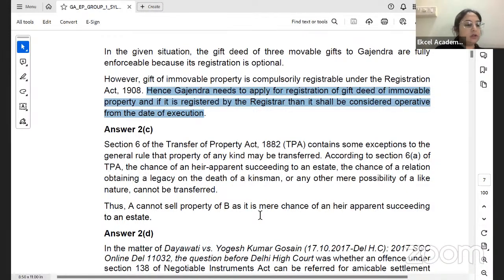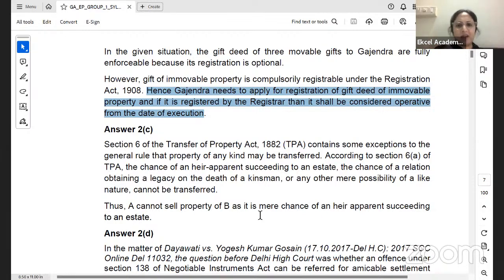So I'll just read the question. A, the son of B, sold a property of B, presuming that he will get the property of B after the death of B. Is it valid? Explain. See, here there is a father and son.